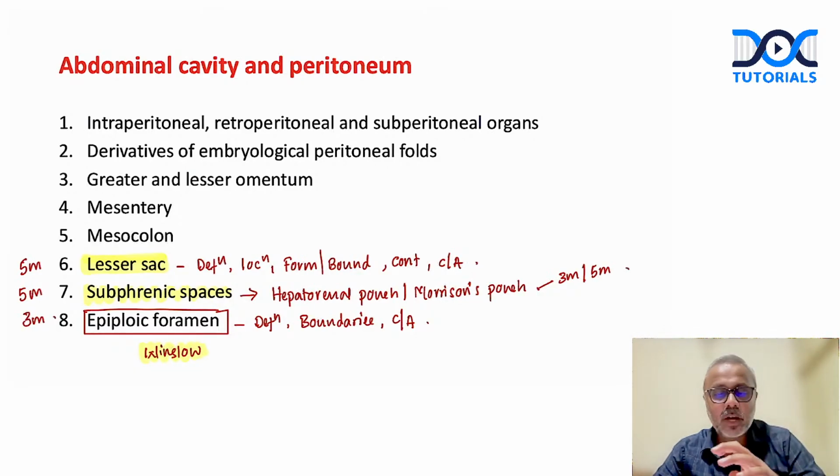Right. Now, the simple rule is, remember, if it is a 5-marker question, make sure that you have written at least 4 or 5 subheadings for it.